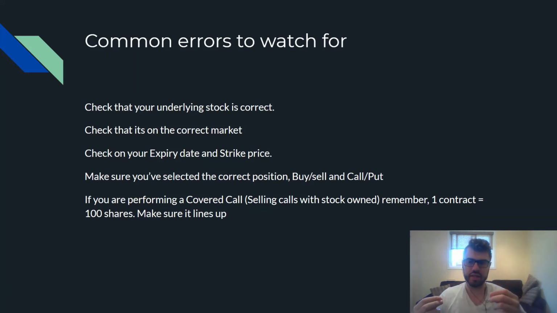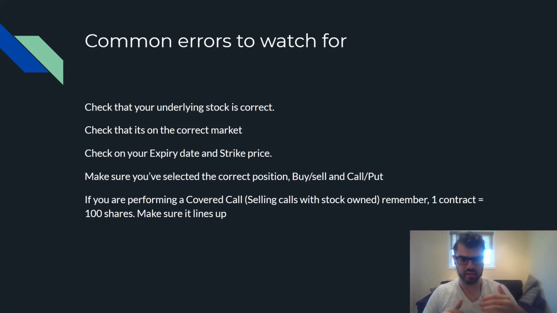Check that it is on the Canadian market or the US market or the correct market if you're trading overseas. I'm just going to assume most of my viewers are Canadian and US market traders. Check the expiry date and the strike price. It's not like stocks where you can just buy and sell at a price. You do have to check the strike and the expiry date, and also make sure you've selected the correct position.